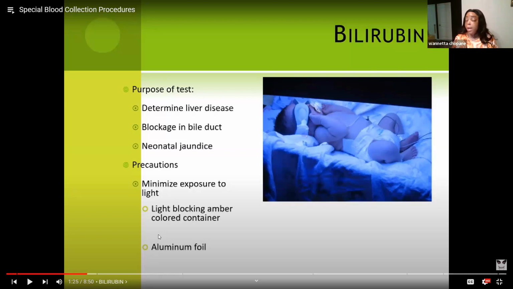Remember that hepatic panel that can go in an SST tube? Well, bilirubin is more about getting straight to the point to check whether someone has a liver disease. So that's what the doctor would want. Right now the picture shows a baby with his or her eyes covered, under a light. I don't know if any of you have children, nieces, nephews, or grandchildren who had jaundice when they were a little baby.